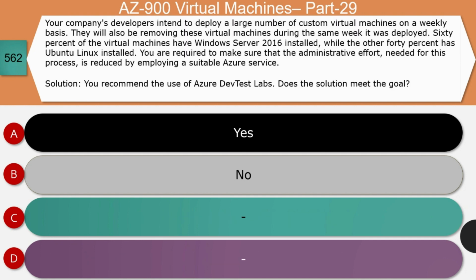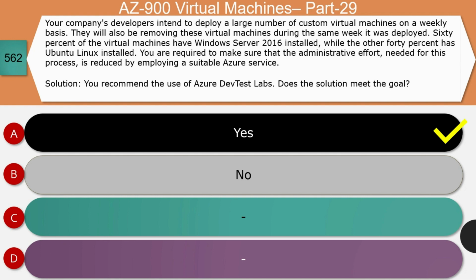Next question. Your company developers intend to deploy large number of virtual machines on a weekly basis. They will also be removing these virtual machines during the same week it was deployed. 60% of the virtual machines have Windows Server 2016 installed, while other 40% has Ubuntu Linux installed. You are required to make sure that the administrative effort needed for this process is reduced by employing a suitable Azure service. The suggested solution was you recommend to use Azure Dev Test Labs. Does the solution meet the goal? Is it yes or no? The right answer is yes.